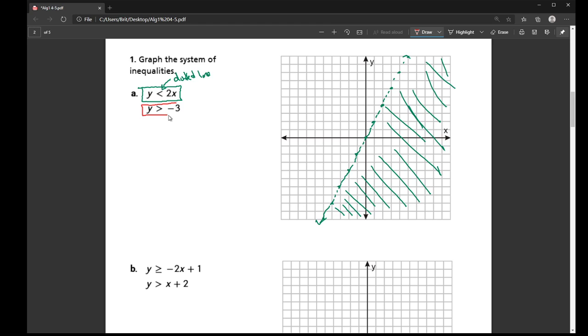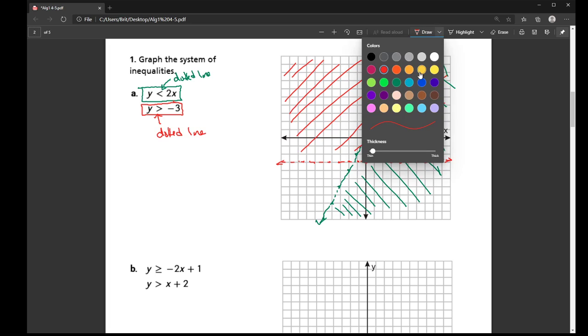Now for my second line, there's no x mentioned. So this y equals -3 that I'm going to graph is going to end up being a horizontal line like this. Then we have to look to see if it's a solid line or a dotted line, so we check the inequality symbol. And again, because this one doesn't have any equal to, it's going to be a dotted or dashed line. Now this says y is greater than that -3, so this would go shading upward above this red line.